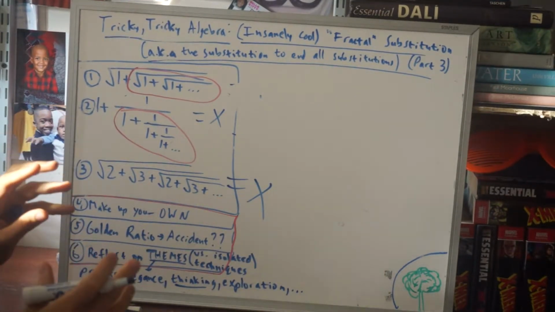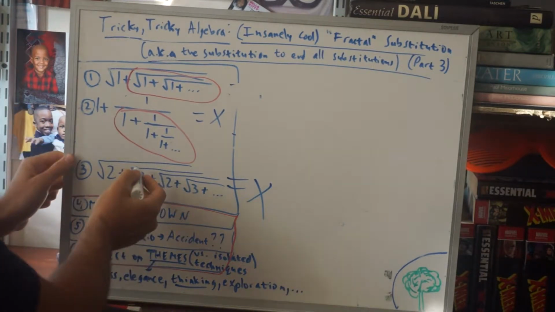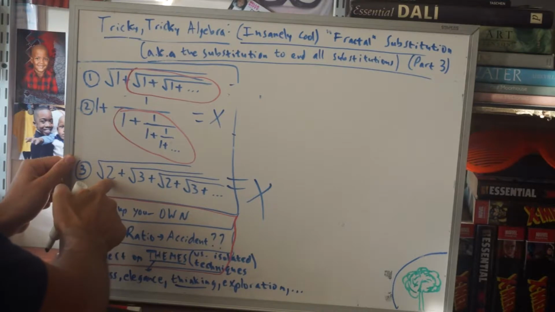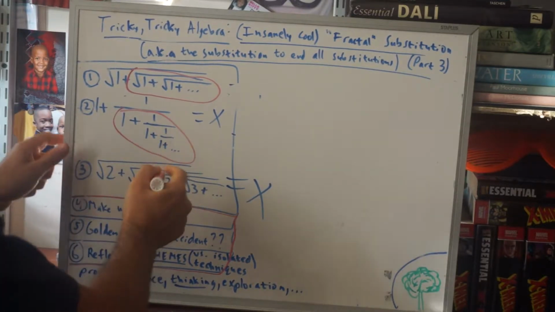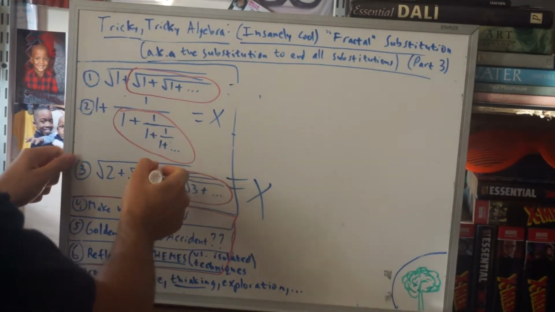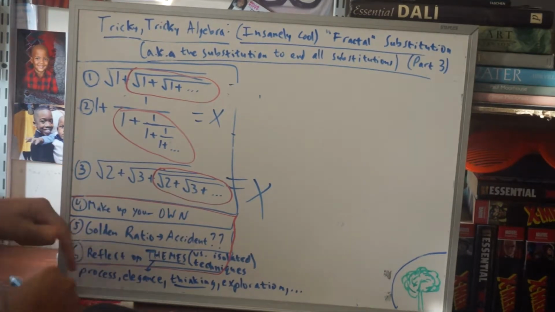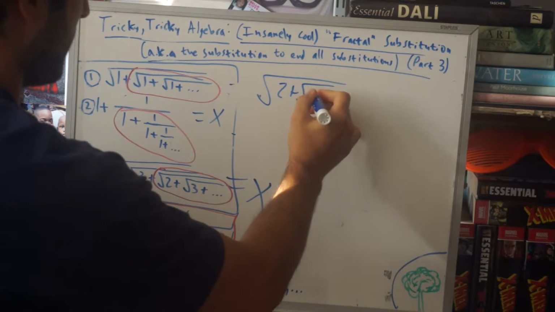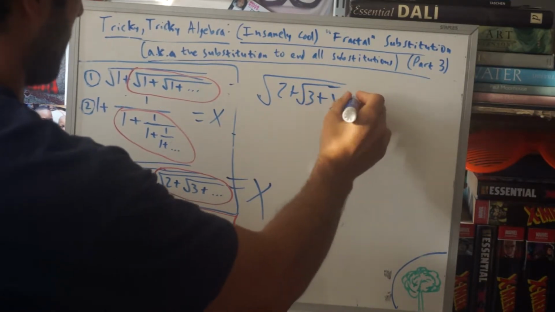And now we have to figure out where is the original problem. So you can't just circle this part because it starts with a 3. The original problem started with a 2. So we'd have to substitute that part right there with itself. So we have the square root of 2 plus the square root of 3 plus x is x.